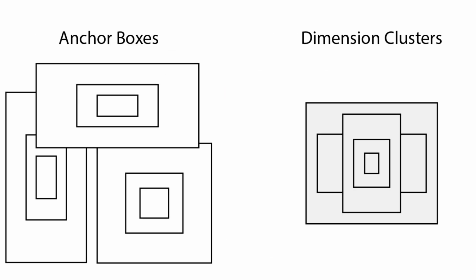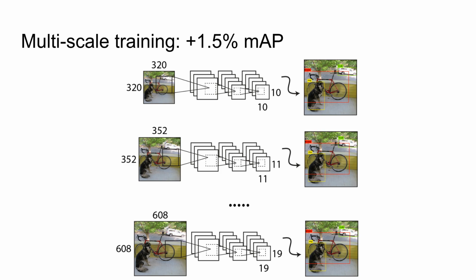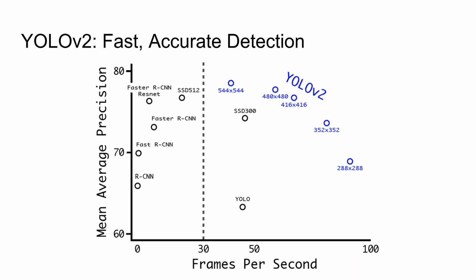Dimension clusters derived from k-means better represent typical object shapes compared to standard anchor boxes. Using these dimension clusters leads to a significant gain of 5% MAP for Yolo. Multi-scale training, where images of different sizes are input during training, further improves MAP by 1.5%. Yolo 2 achieves fast and accurate detection, with versions outperforming Yolo's original speed and precision.